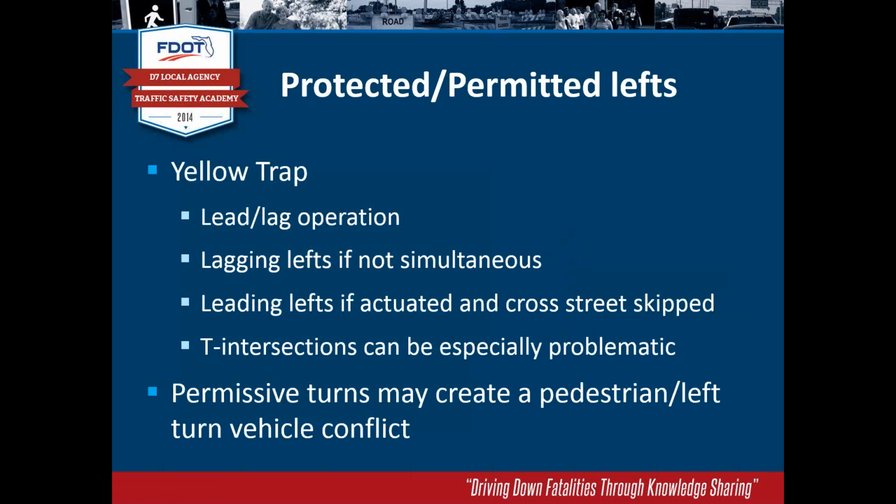If there's no demand on the cross street, you'll go from the Main Street left or the overlap, one of the lefts with the throughs, and then go from the through movement, or one of the lefts with throughs, back to the leading lefts, and the yellow trap can occur there. And it is also something that occurs at T intersections if you don't prohibit U-turns on the direction that doesn't have a leg to left turn into. So it can show up at T intersections as well. And so any permissive turns may create also that pedestrian left turn conflict that I talked about.